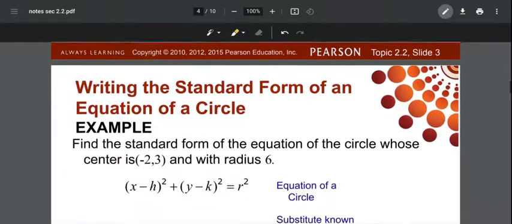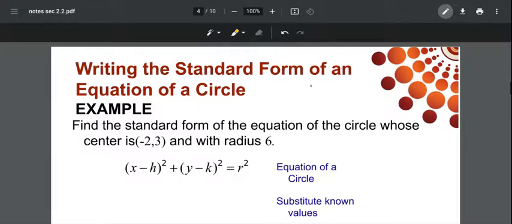So let's practice. We need to write the standard form of the equation of a circle. So find the standard form of the equation of a circle with the given center. The center has coordinates negative 2, 3, and the radius equals 6. Okay, so we're going to work on this example.